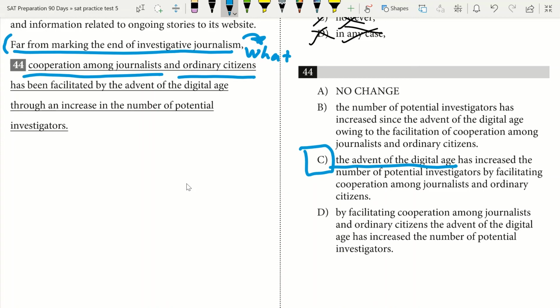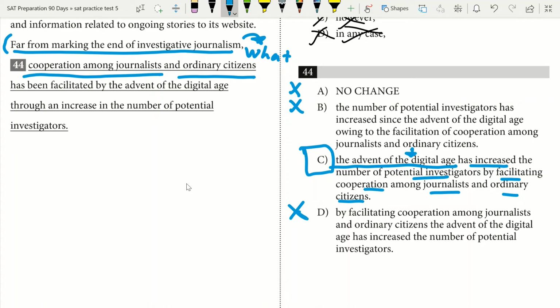In this passage, it talks about how far from marking the end of investigative journalism, the advent of the digital age, which it talks about being the introduction of technology in journalism, has actually increased the number of potential investigators by facilitating cooperation among journalists and ordinary citizens. So then, to be sure that C is correct, I know that options A, B, and D all have to be incorrect because they would have a dangling modifier.